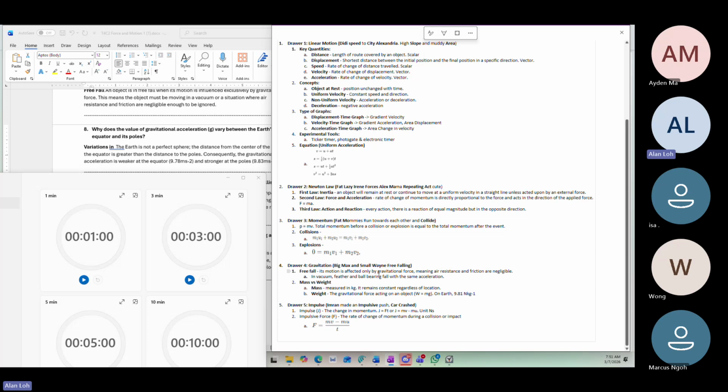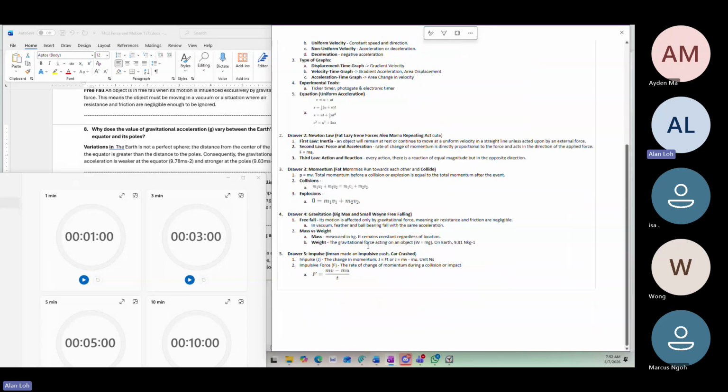Then you can slowly explain what is inertia. You can slowly explain the second law, F equals ma. What is F? What is m? What is a? Then you can slowly explain the third law, the action and reaction. You can use the example that you have read just now, the rolling boat, as an example, right? Then you can continue with the momentum, continue with the gravitations, continue with the impulse, right?